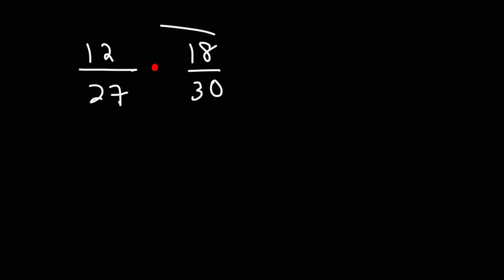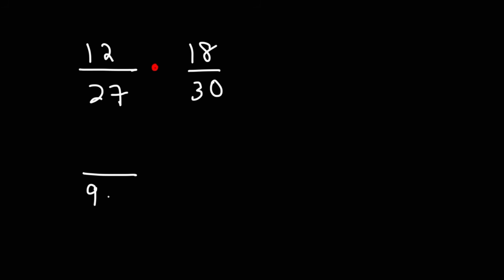Now what about this one? 12 over 27 times 18 over 30. Go ahead and try that problem. Now, if we multiply across, 12 times 18 is going to give us a big number. 27 times 30, that's another big number as well. And then we'll have to reduce two big numbers. That's going to take a lot of work. Instead, it's better if we reduce these numbers now before we multiply and create an even bigger number.